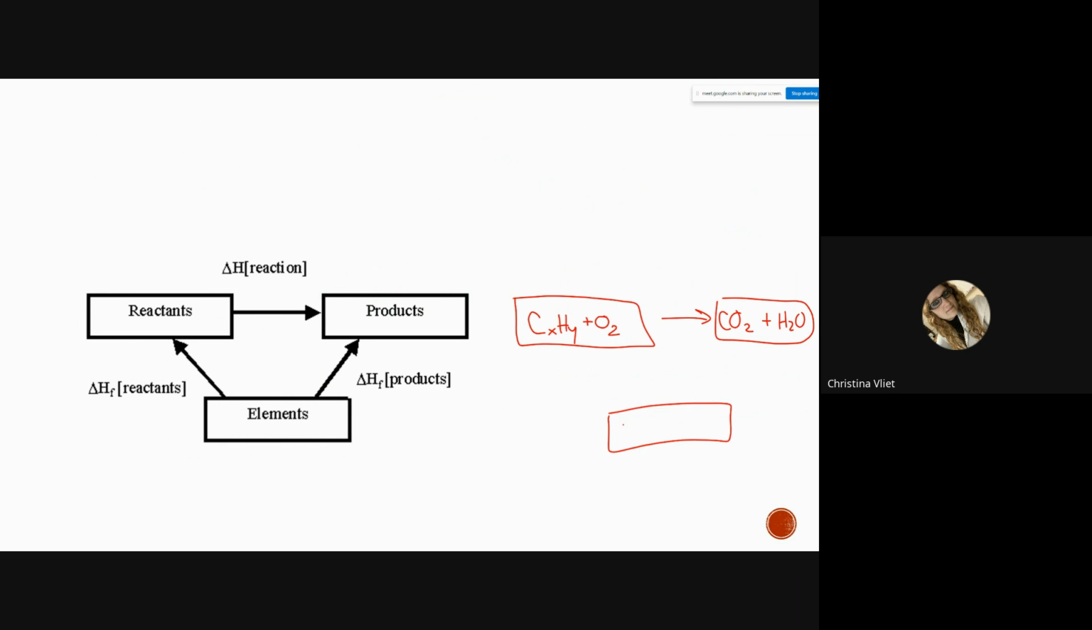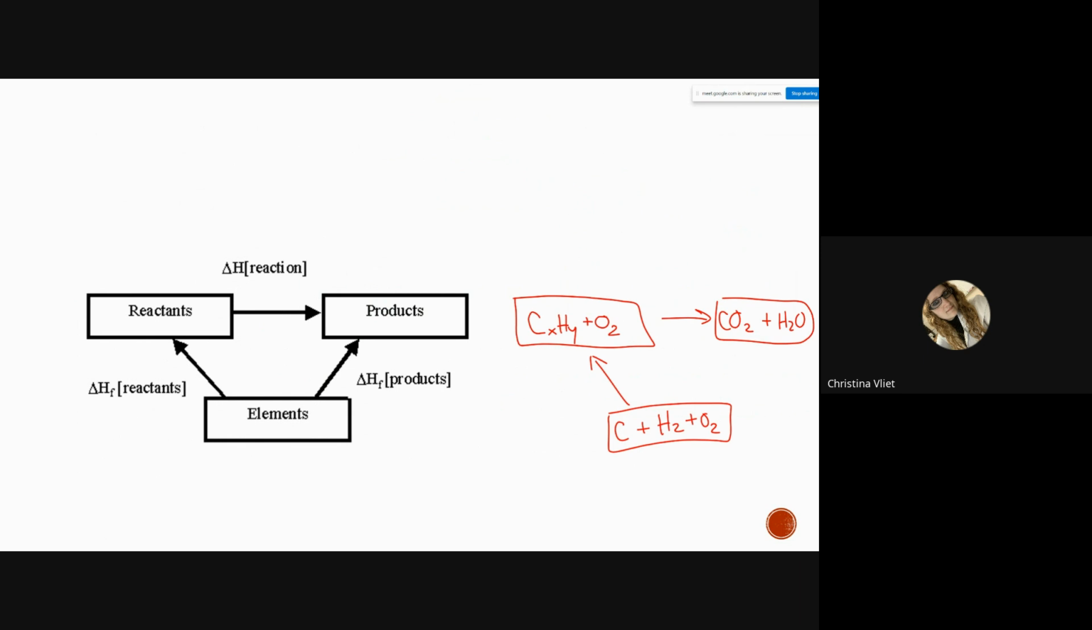What are the elements of a combustion reaction? Carbon, monatomic; hydrogen, diatomic. Do you agree with me? And oxygen also diatomic. So far following me? Reactants, products, elements in their standard state. Now draw the arrows.